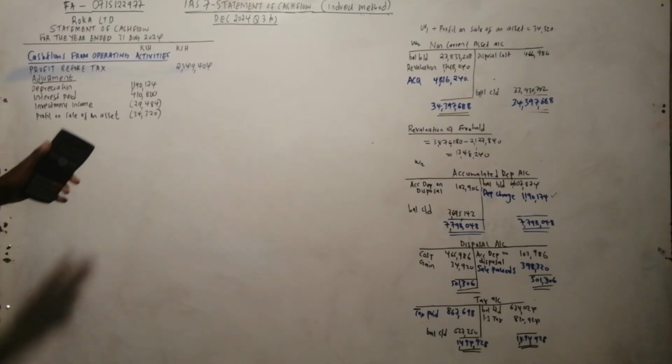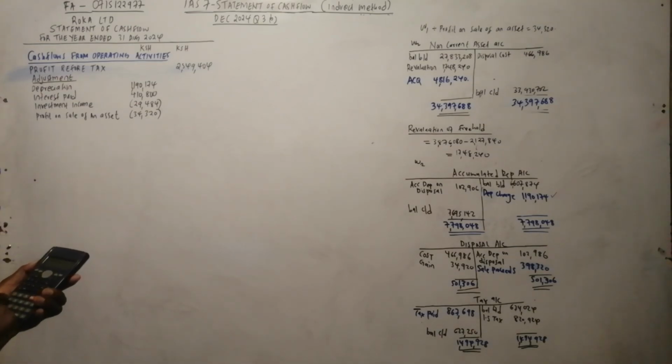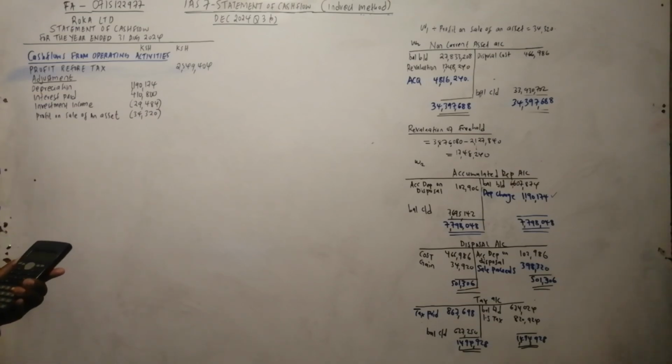So let us do the working. 1190,174 plus 14,800 minus 29,484 minus 34,320. So mimi napata 1537, kidogo tu. 1190,174. Depreciation is supposed to be 1190,254. Let me check first, just a moment.